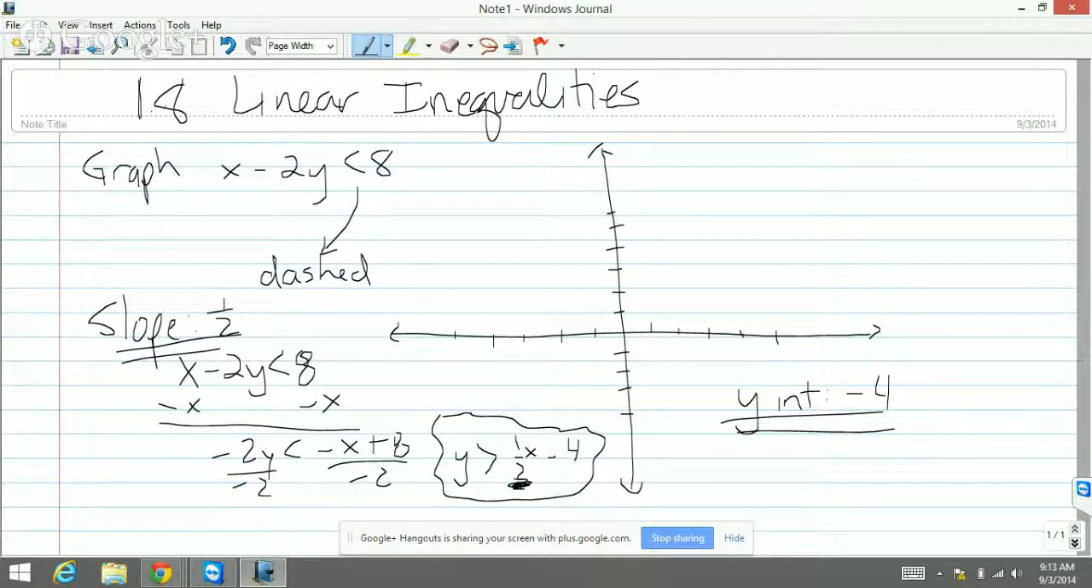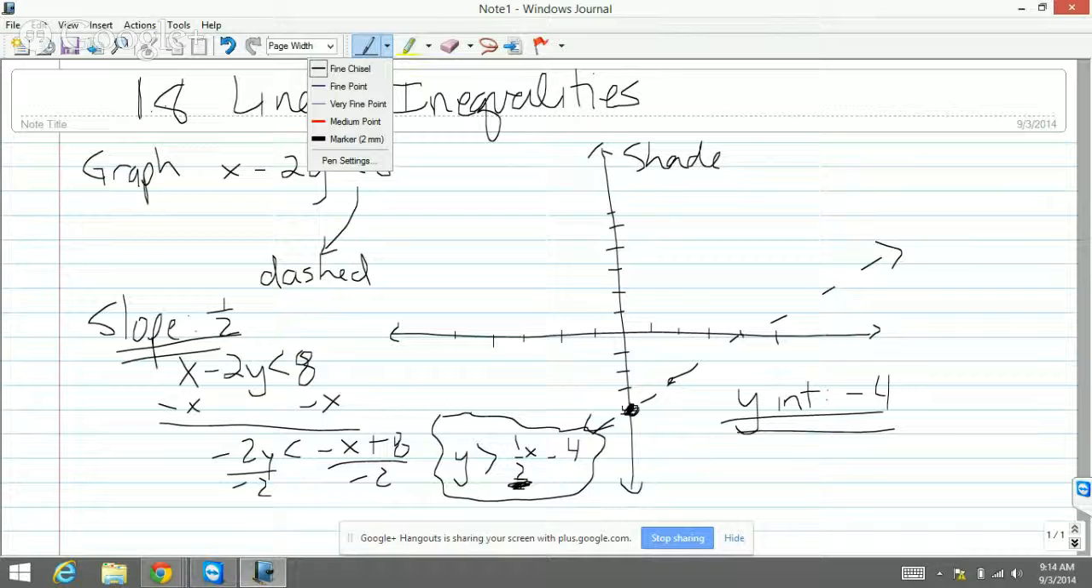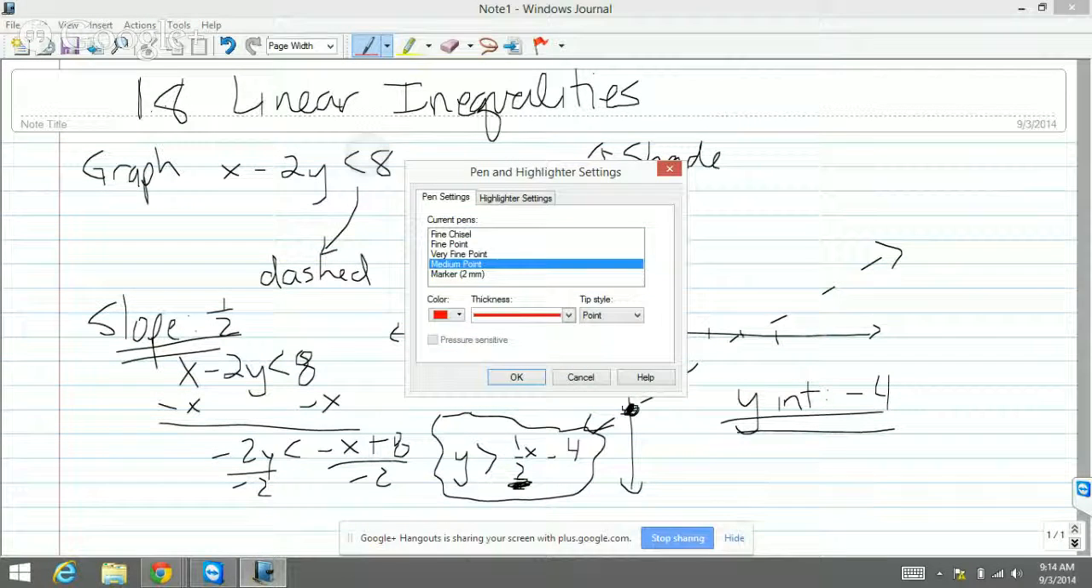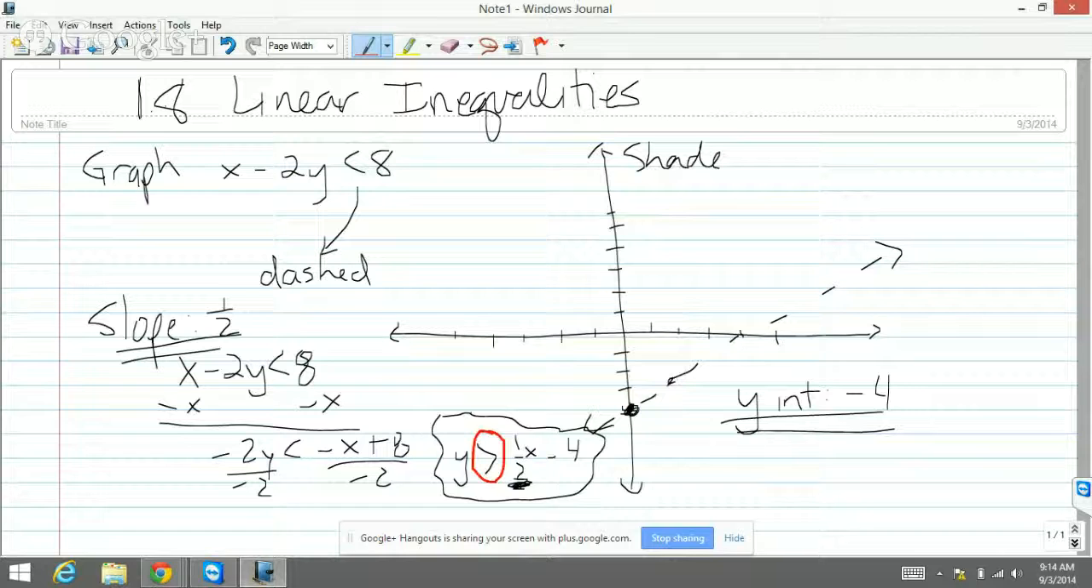Okay. So now we can graph it. -4, up 1/2, dashed. Where do I shade? Okay, that's how we've done it in the past, yes. That tells us to go above, because it's y is greater than.